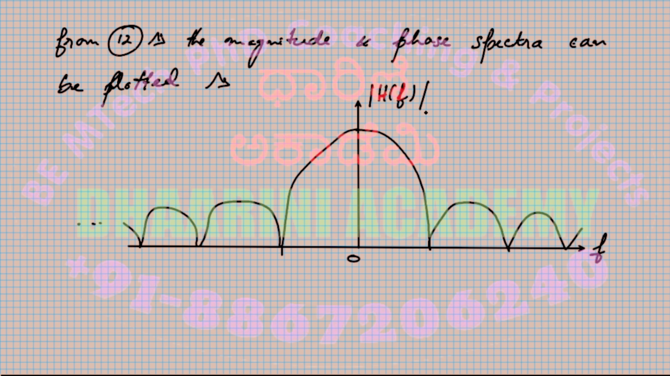So at 0, you have a magnitude amplitude of capital T at the top. This is 1 by capital T, this is 2 by capital T, and so on. This is 3 by capital T, this is minus 1 by T, minus 2 by T, minus 3 by T, and so on. So this is the magnitude plot, and now the phase.